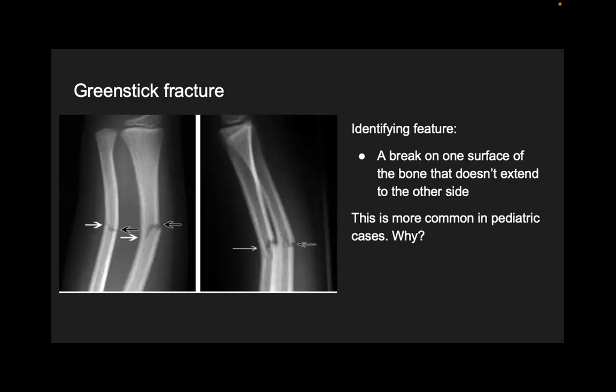This is more common in pediatric patients. Why? Think about it. Do you guys understand why it's called a greenstick fracture? It looks like one of those. Yes, you could look at it that way. Or have you ever picked up a tree branch and broken it, but one part is still intact? When you're touching that wood, what does it feel like?